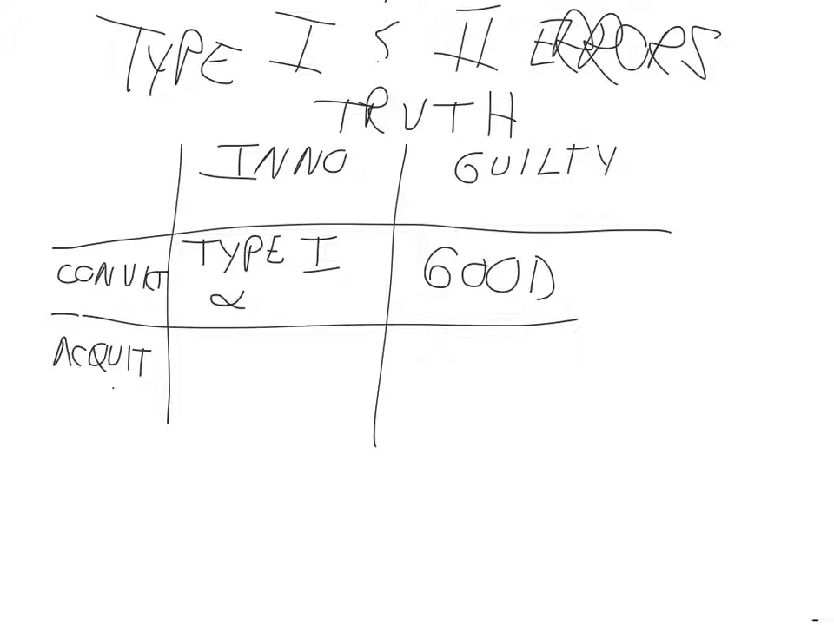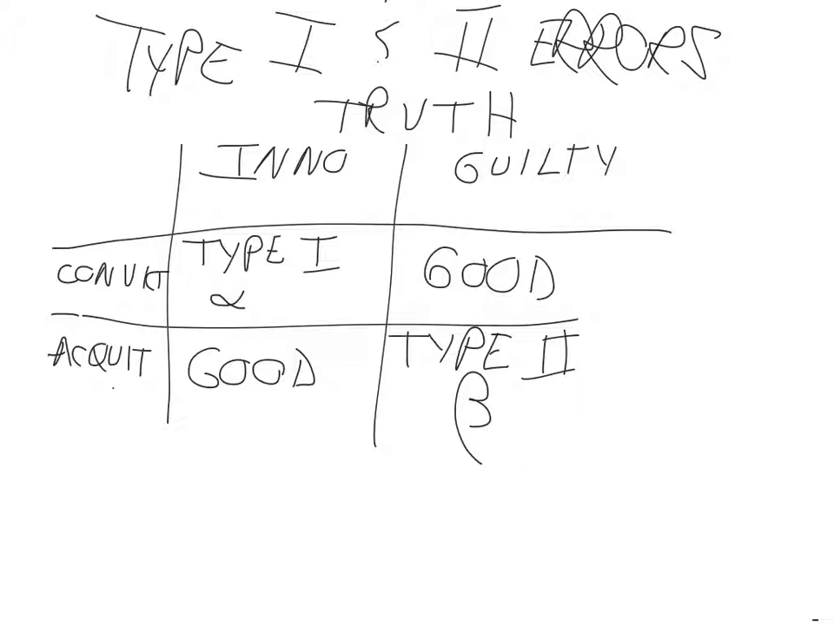When we acquit an innocent person, that's good too. When we acquit a guilty person, that's bad. That's a Type 2 error, and its probability is beta. Okay, for those of you taking finance, this is a different beta than what you talk about over there. This is its own beta. All right, so this is a way to think about it.